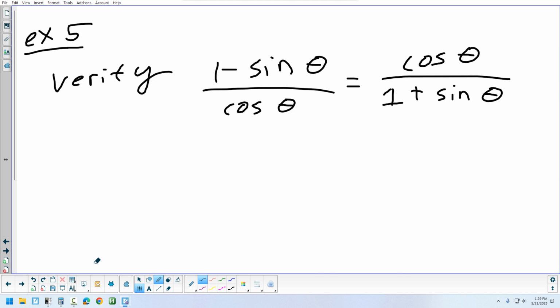So in this problem, when you simplify it, it doesn't actually simplify that much. It basically just changes place. So we can start with either the left or the right. We're going to start with the left. So left-hand side. So we have 1 minus sine over cosine.